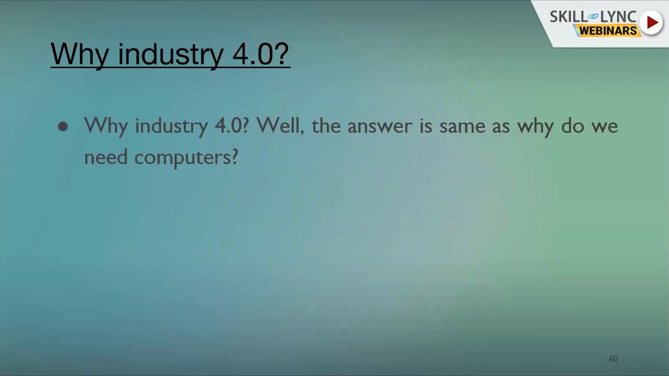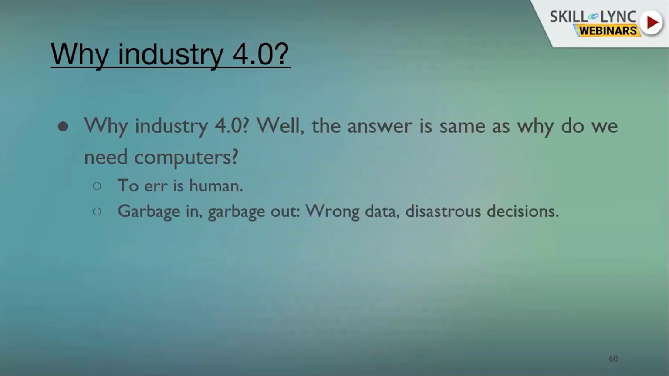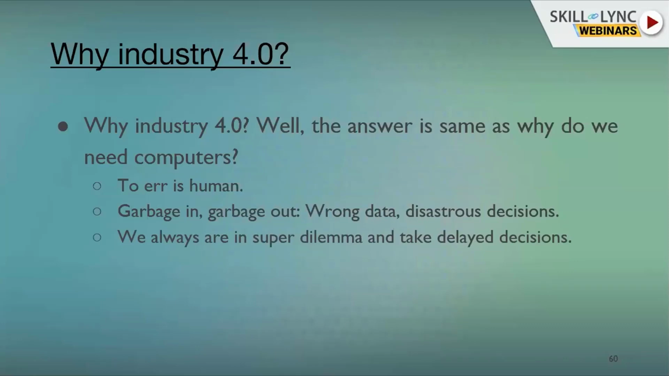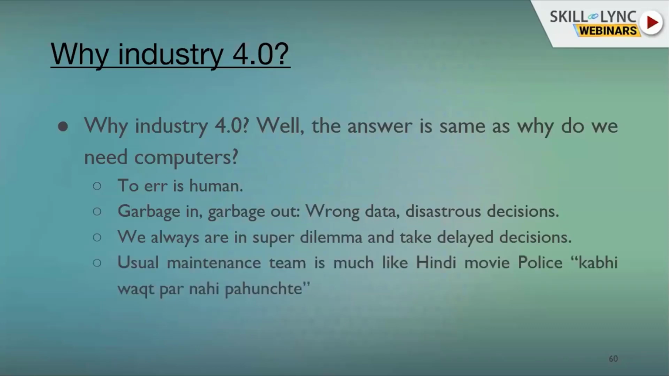So the answer is the same. Why do we need computers? To err is human. We are prone to errors. We cannot be perfect. And another thing is garbage in, garbage out. If the data we are putting in is absurd, no matter how high quality the computers are, we get garbage out only. We'll get the wrong decision, disastrous decisions. So instead of that, we have to have reliable data. That is the target.